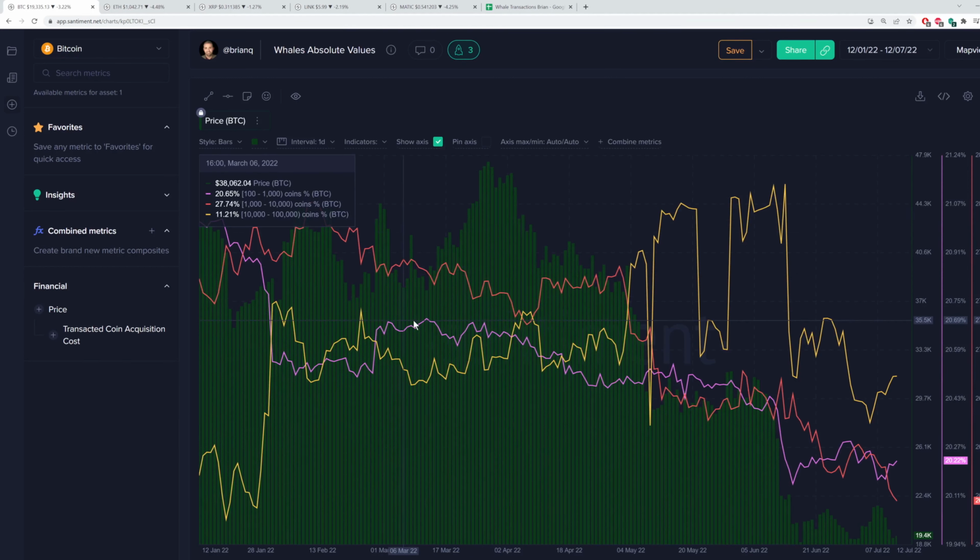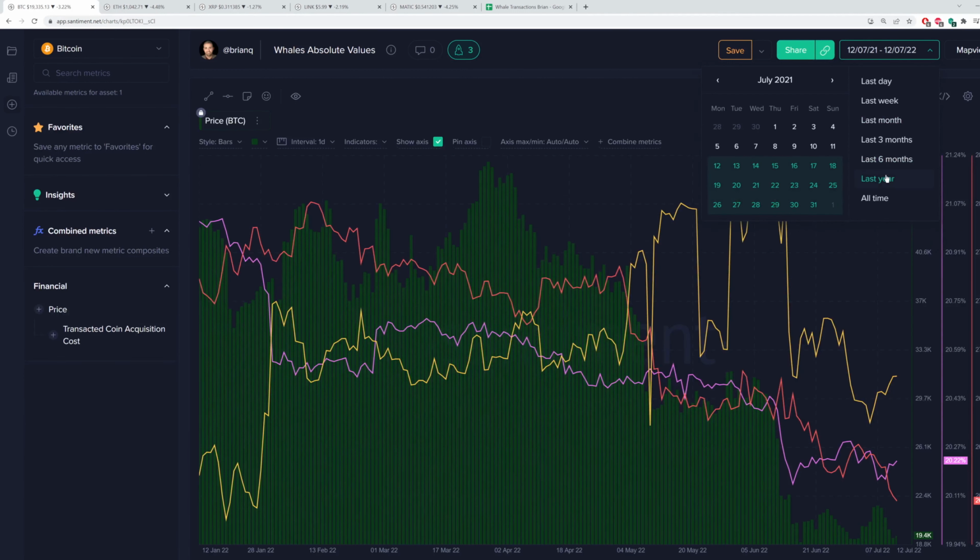And usually when that happens, when whales are dumping, and you can see that as I get to the red line, it was doing the same thing. When multiple key whale tiers are dumping, it's usually not a promising sign if the price is going up. It means it's going to fall back pretty rapidly.